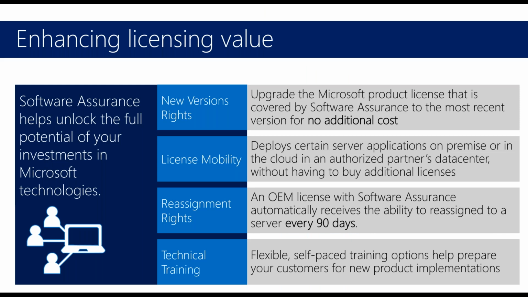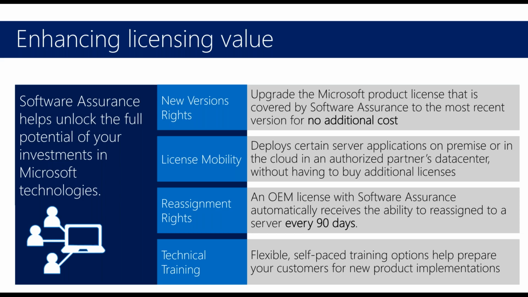Then we have the software assurance. Software assurance is an upgrade Microsoft product that basically gives you an additional amount of features on your license. Most often we buy software assurance to get new versions, right? So whenever we know that a new version of Windows Server is arriving, we can purchase the software assurance and thereby get free access to an upgrade to the new server version. It also gives license mobility and reassignment rights to OEM licenses.